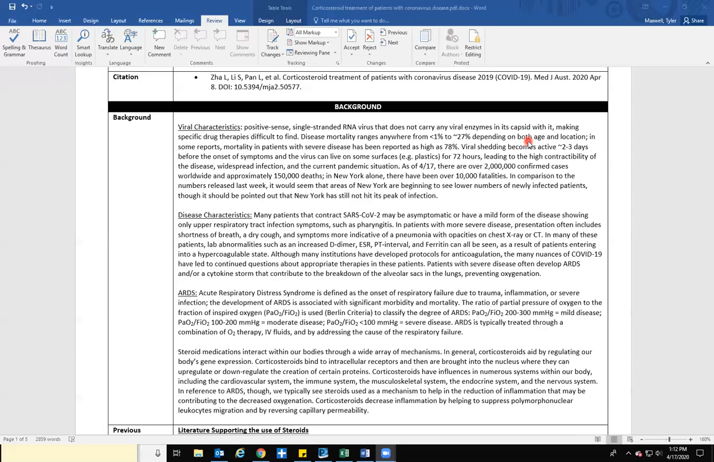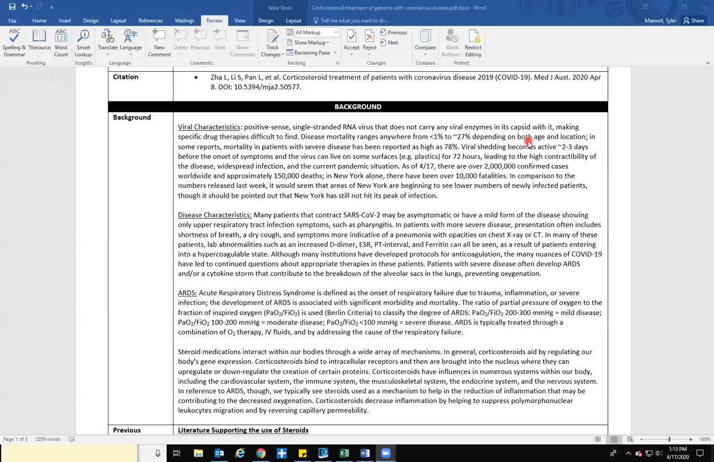Viral shedding, or the contagious period for this virus, becomes active about 2 to 3 days before the symptom onset of the virus. And this virus can live on some surfaces like plastics for up to 72 hours. So the combination of people not knowing that they are infected and the long survival rate of this virus on some surfaces is what has led to the high contractibility of the virus and then widespread infection in the pandemic that we're in currently.